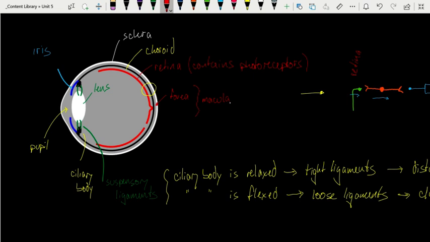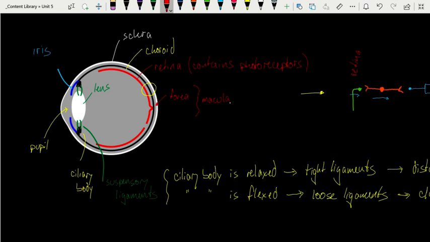And this is where I'm going to find the most acute, most sensitive, most high resolution images, is when I'm looking right at something. It's not in my side vision, it's when I'm focusing right on something. And so that's kind of important.